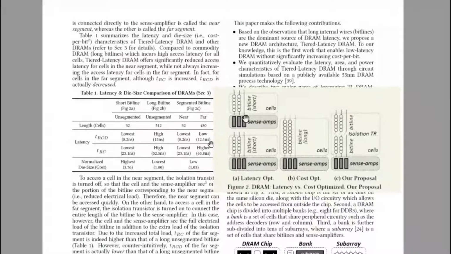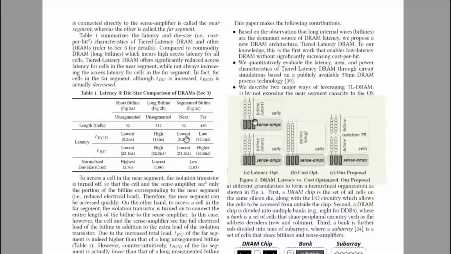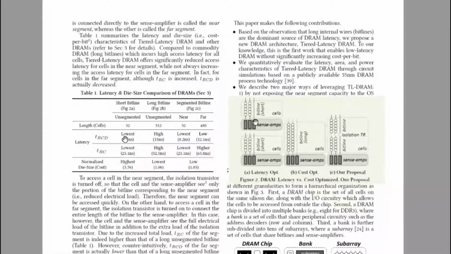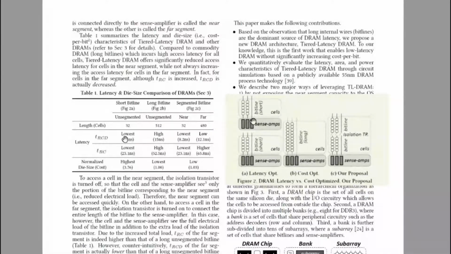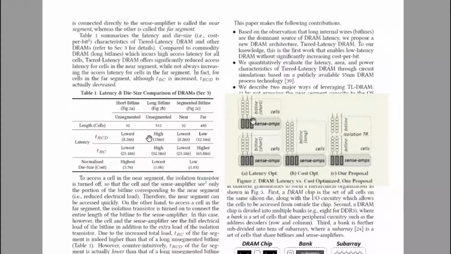If we see from this table, the TRCD value of the near segment is the lowest value, which is the same as the TRCD value of the first design, which means the bit line is very short. So obviously the TRCD value will be low. The TRCD value of the far segment is also not very high. If we compare it with the second design, where the bit line is very long, the TRCD value is 15 nanoseconds, but the TRCD value of the far segment is 12 nanoseconds only.